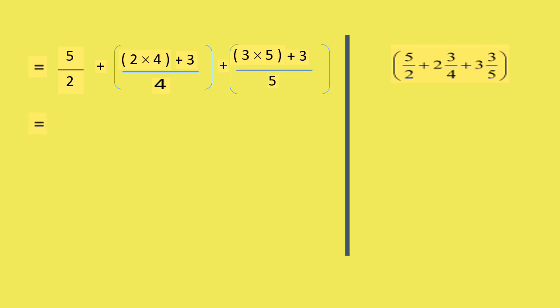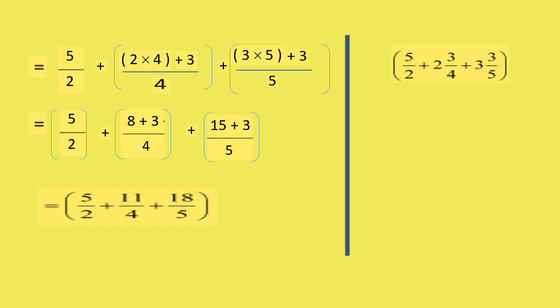Now 5 by 2 will come as it is, then plus 2 4s are 8, 8 plus 3 by 4, then plus 3 5s are 15, 15 plus 3 by 5, then add all these things. 5 by 2, 8 plus 3 is 11, 15 plus 3 is 18. So I have written like this. So this is the correct format of our question.